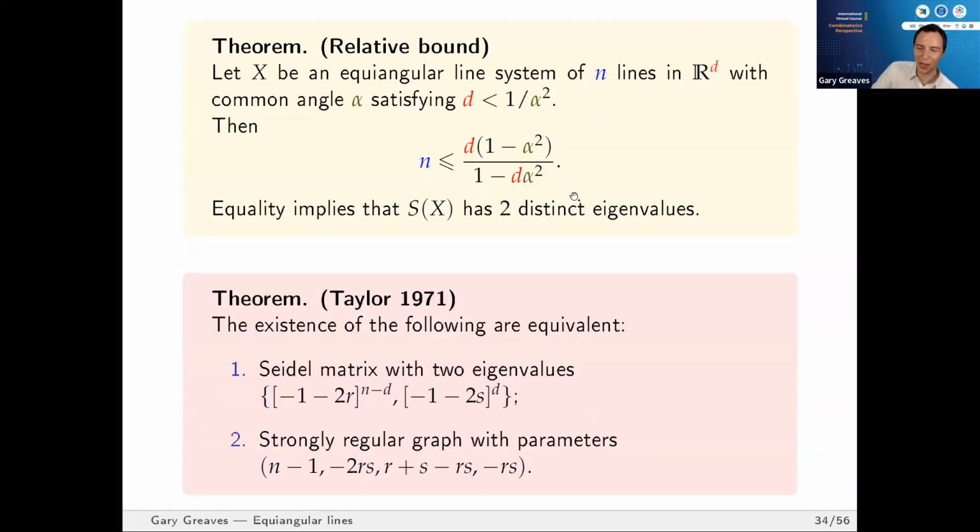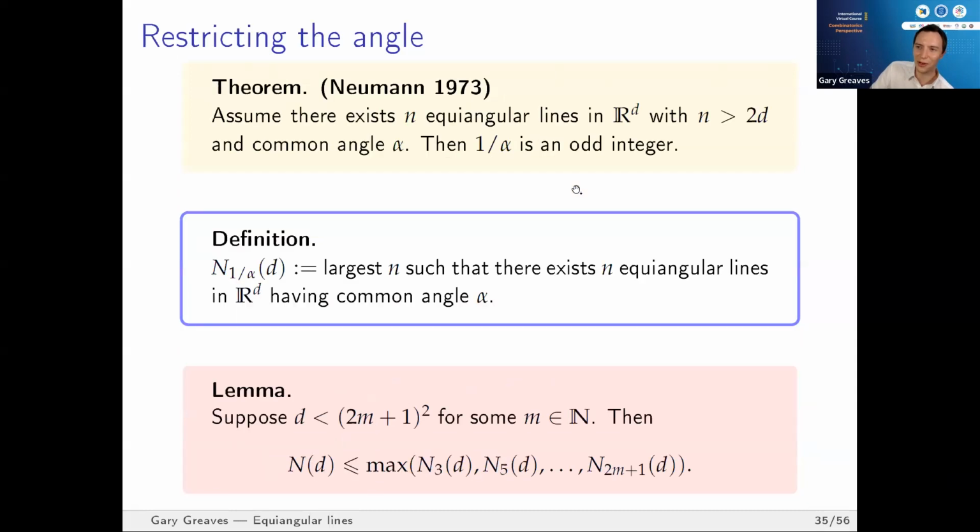Now, in my remaining time, I'm not sure how far I'll be able to get through, but I want to tell you about some more advanced methods and how we can demonstrate maximality. So the first thing I'm going to start off with is how to identify the right common angle to deal with. This is attributed to Peter Neumann back in, again, the 70s. He observed that if there exist n equiangular lines in dimension d, and the number of equiangular lines is more than 2 times the dimension, then 1 over alpha must be an odd integer.